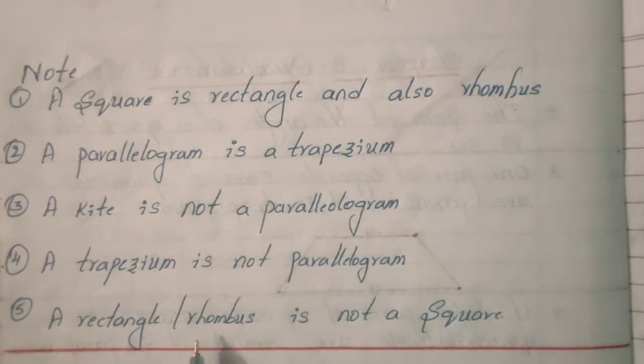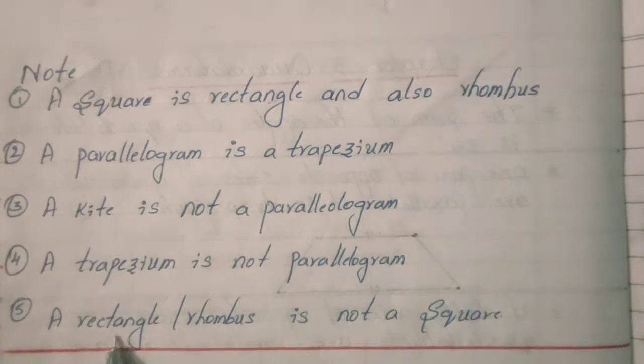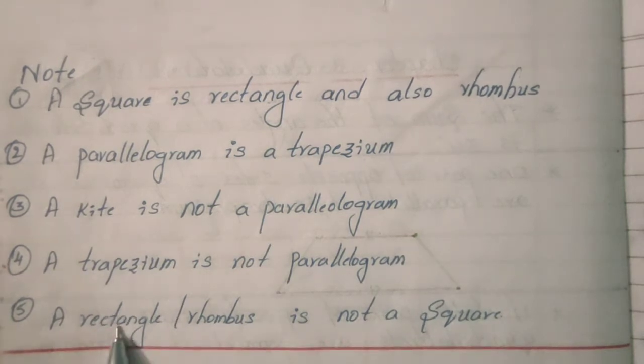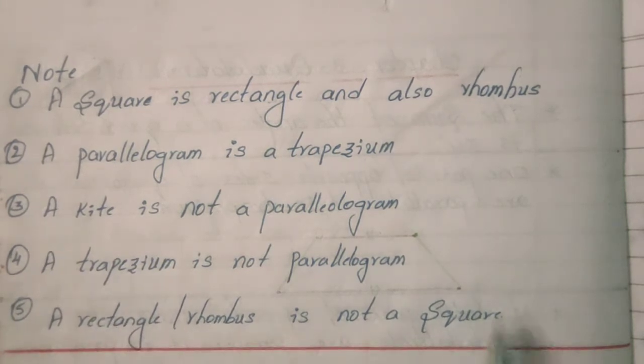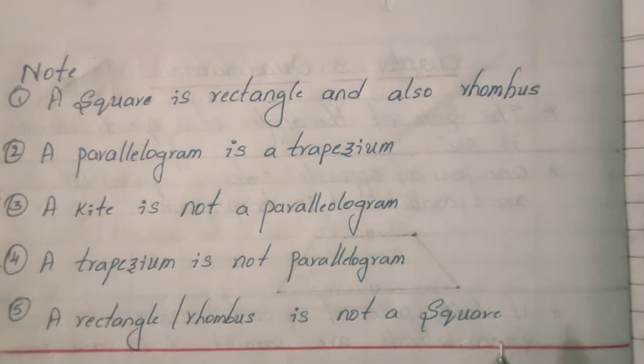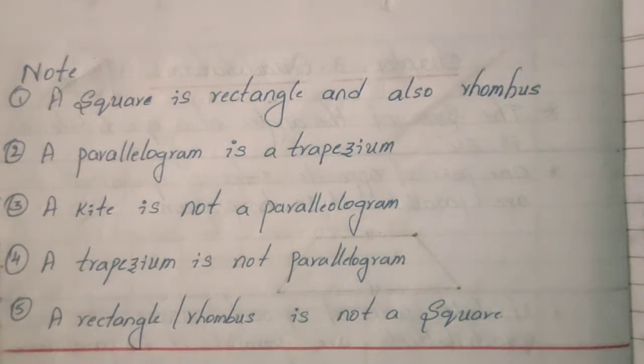A rectangle or rhombus is not a square. Why is a rectangle not a square? In a square all sides are equal, but here they are not equal. Why is a rhombus not a square? In a square all angles are 90, here no angles are 90. Okay, now let's talk about properties of a parallelogram.